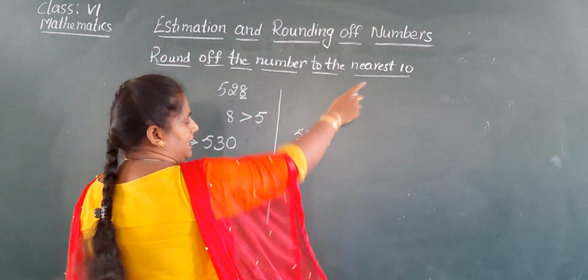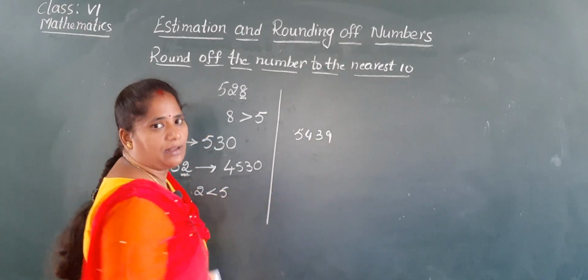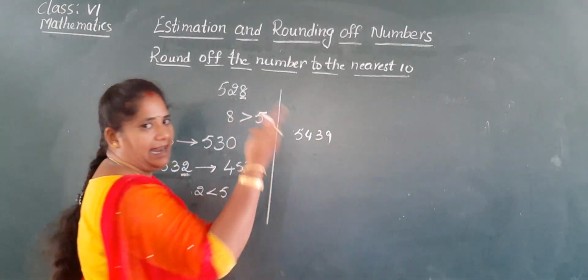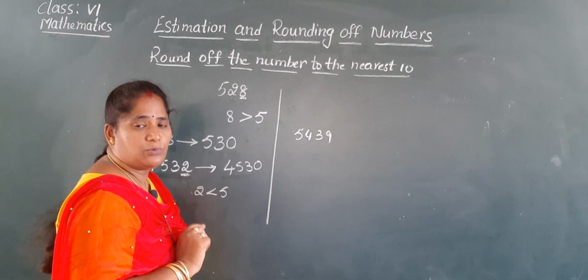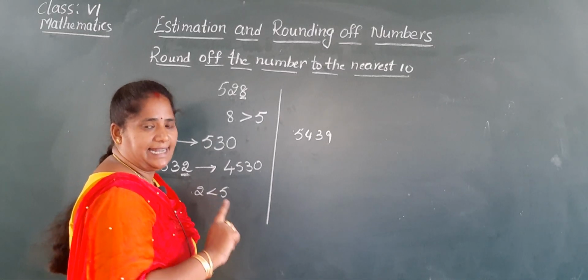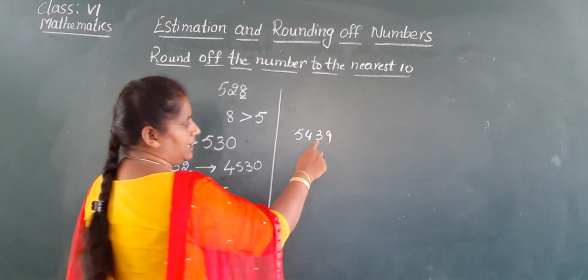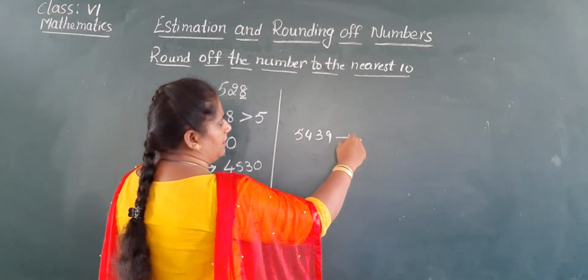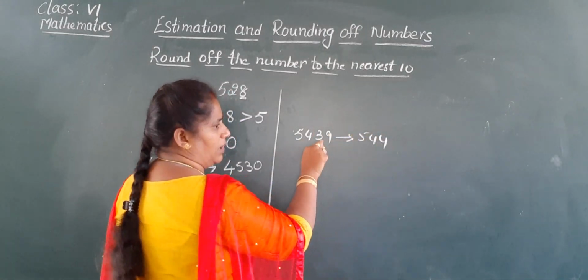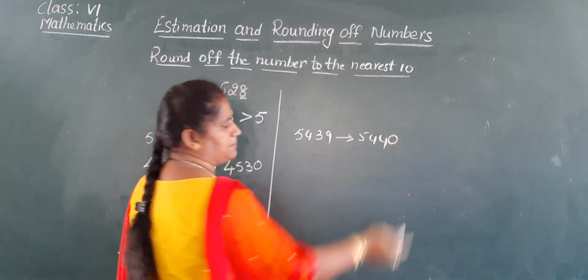5439. To round to the nearest 10, you see the digit to the right side. It is greater than 5. Greater than 5 means what's the rule? Yes, increase the tens digit by 1. So here 3 is there, so you write 4. 3 plus 1 is 4, and keep 0 in the ones place.